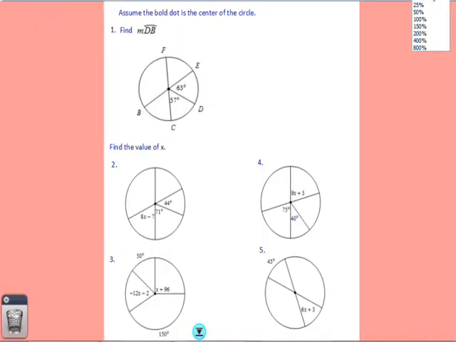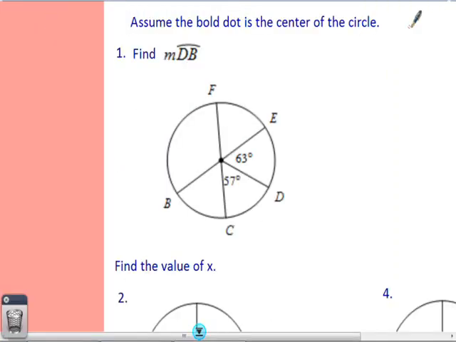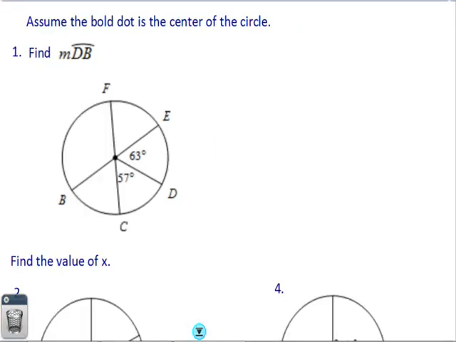Alright, let's take a look at these. So we're going to assume that the bold dot is the center of the circle. The reason that that's in the directions is so that you know when you're working with a diameter and a radius and when you're not. The rules change if it's not a diameter or radius. But here it is. The reason that helps us is this is 63 and that's 57. You add those together and you get 120, which means all that's left for this is 60. These are vertical angles again, so that's 60, and then all that's left there is 120.